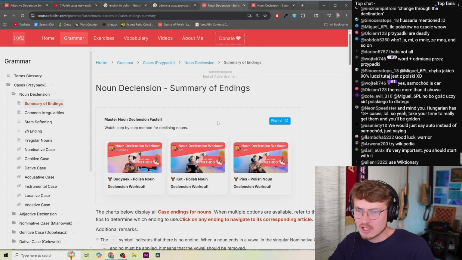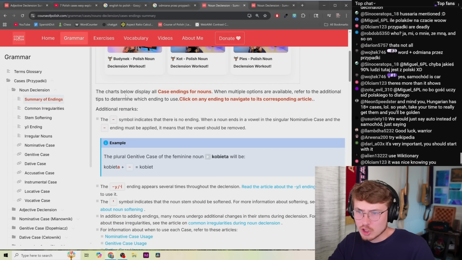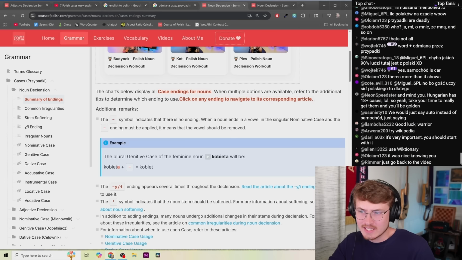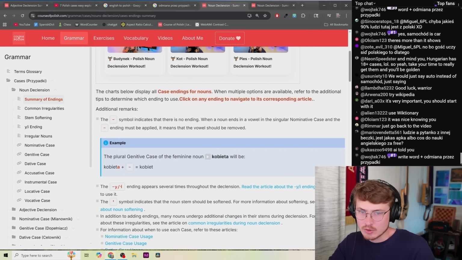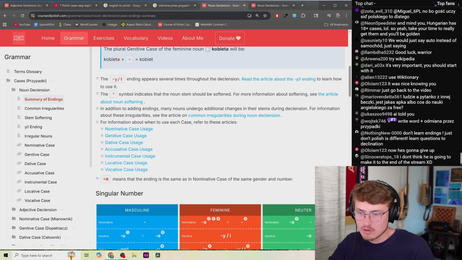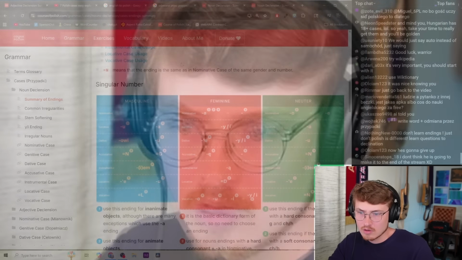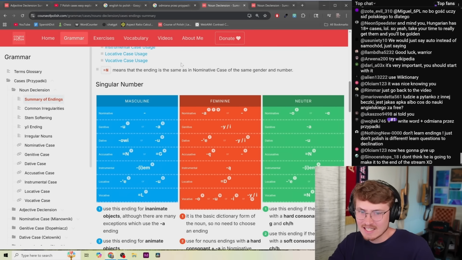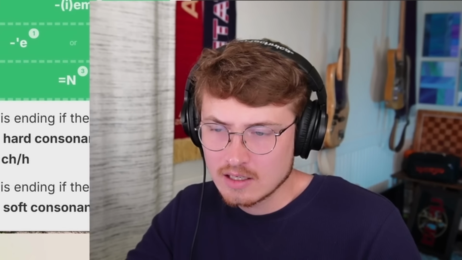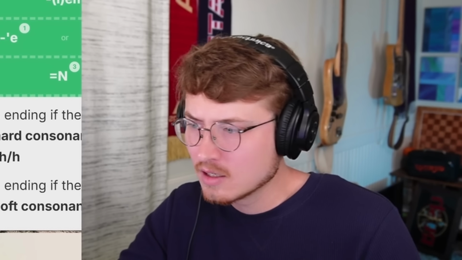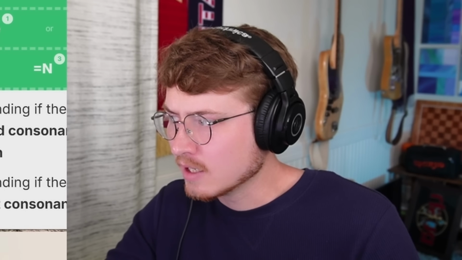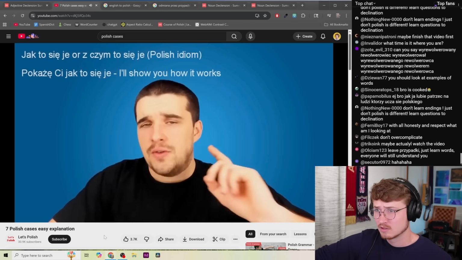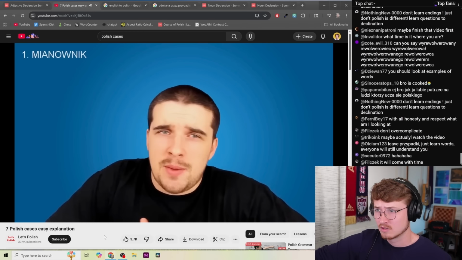True. Okay, noun declension, summary of endings. The chart below displays all case endings for nouns. When multiple options are available, refer to the additional tips to determine which ending to use. Click on any ending to navigate to its corresponding article. What even is this? Oh boy. So first is mianownik, nominative.